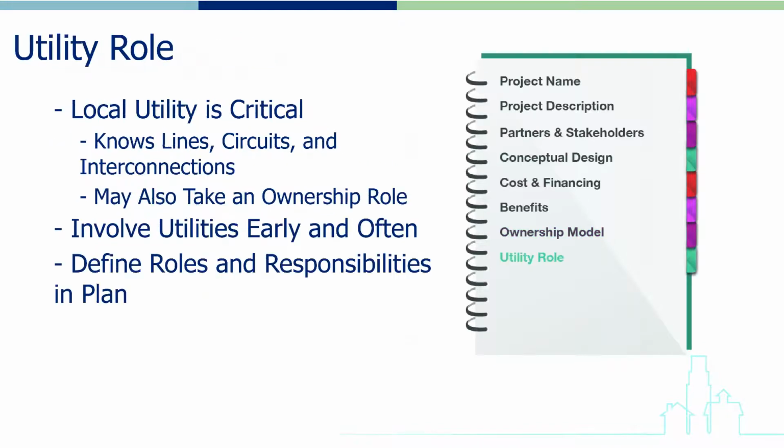Local utilities are critical to the development of any community microgrid. The utility knows and understands the lines, circuits, and interconnections of the grid better than any other entity, and collaborating directly with them is the best way to maximize the benefits for both parties and make the system as seamless and efficient as possible. In addition, depending on the distribution configuration of a proposed microgrid, it may be beneficial to use part of the utility's infrastructure, which provides even greater reason to involve them in the process. And the local utility may even take an ownership stake in a community microgrid.